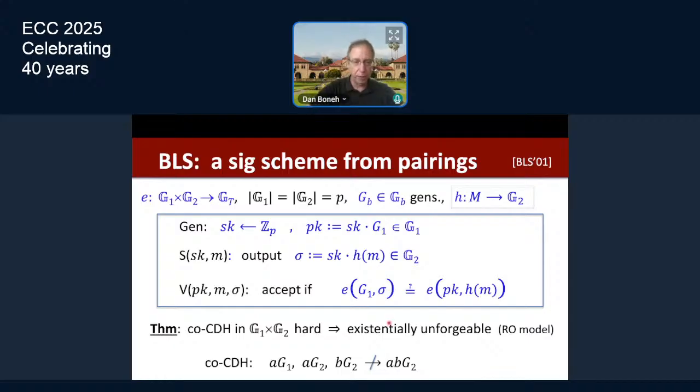Now, this is a nice and simple scheme. It turns out, signatures are just a single group element.